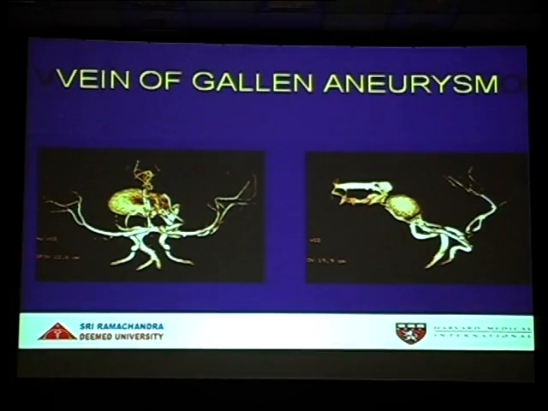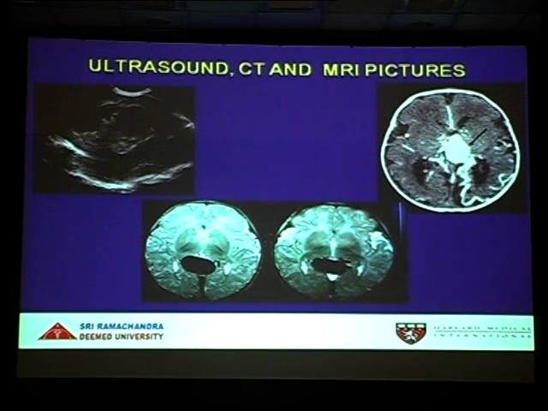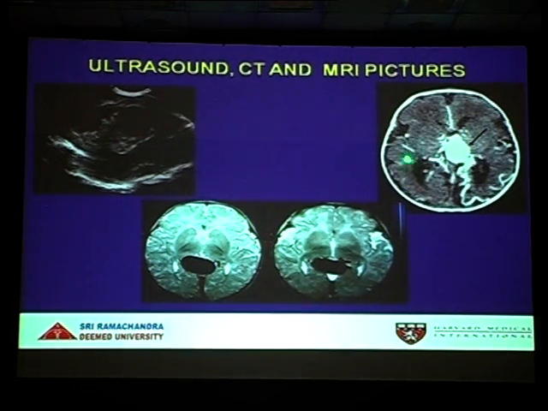And then we'll do a 3D reconstruction. In that we can see that vein of Galen aneurysm nicely. In ultrasound also you can see the vein of Galen aneurysm. In MRI and CT angio, you can see that a cystic area is there. These are the normal feeding vessels.